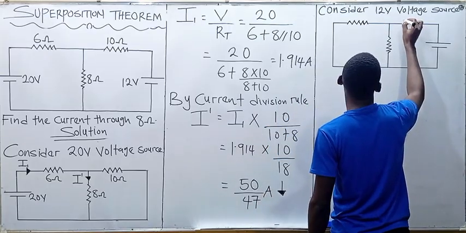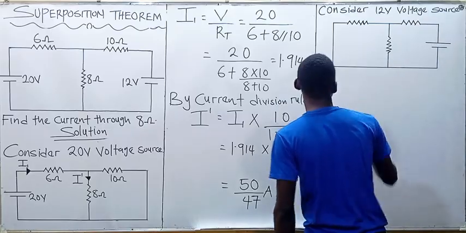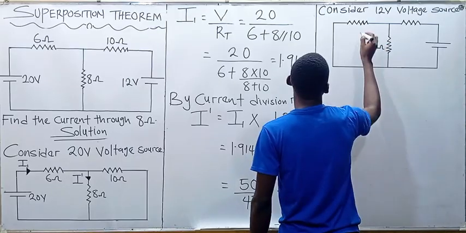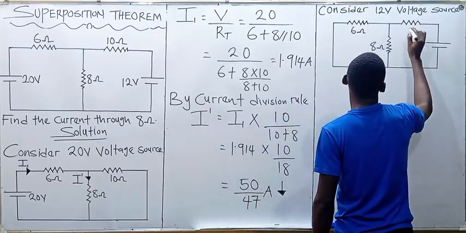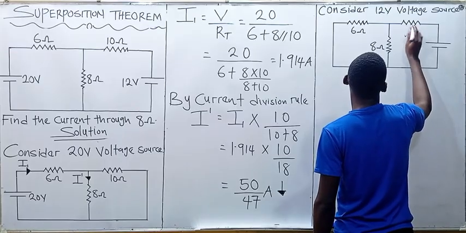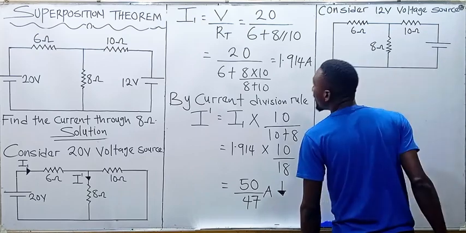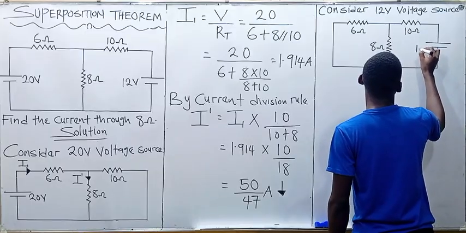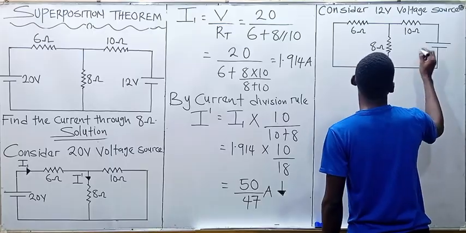Okay. Here we are going to have 10 ohms. All right. So let's write the values. So we are going to have 8 ohms here. Here we are going to have 6 ohms. And here we are going to have 10 ohms. Okay. And here we are going to have 12 volts. I think it will be better if I write it inside.